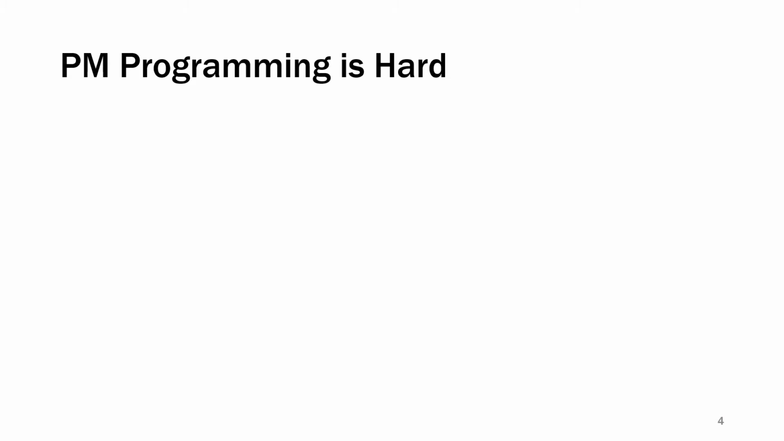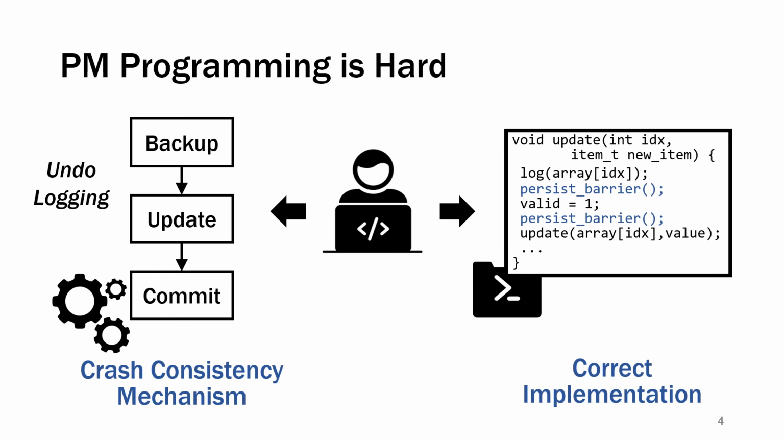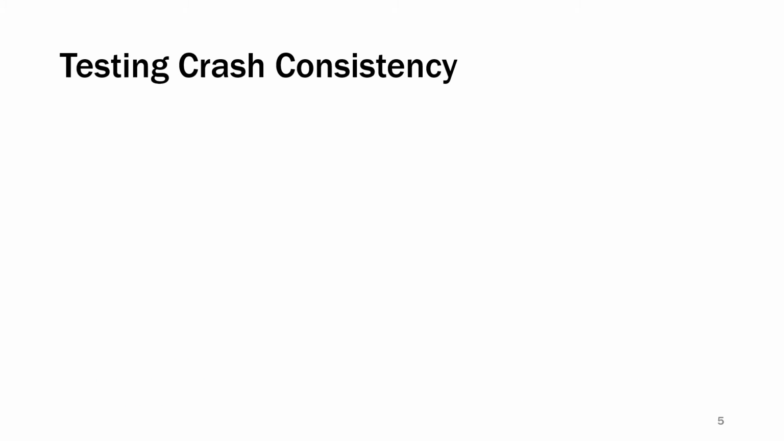With the hardware support for persistent memory and many other programming support built on top of the hardware, it is still hard to program for persistent memory systems. The programmer not only needs to come up with a crash consistency mechanism, such as a commonly used undo logging mechanism, but also needs to correctly implement it. Because of difficulties in persistent memory programming, we want to test whether the program is crash consistent or not.